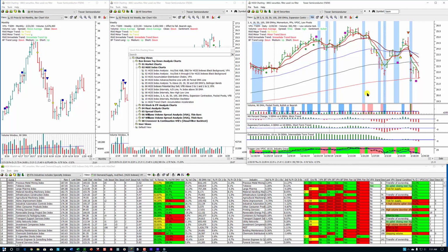But let's just use this as an example. These blue bars represent low pivot points where you're looking for a safe entry. Now here's a low pivot. Here's a low pivot that wasn't activated because the prior day's high wasn't taken out. This was activated and it made a nice run, and then it fell off after some VPA flags.